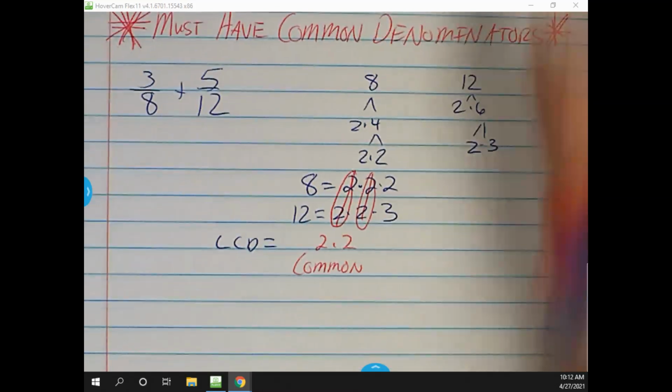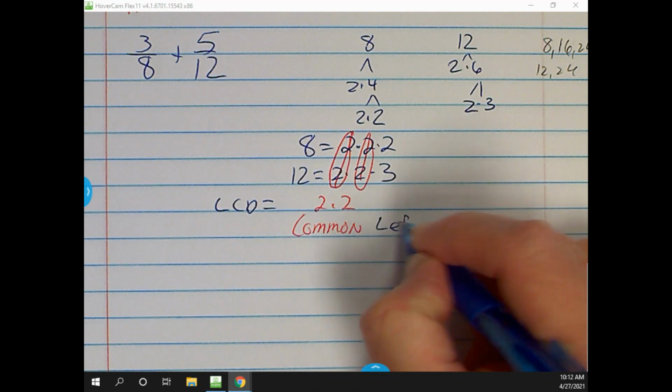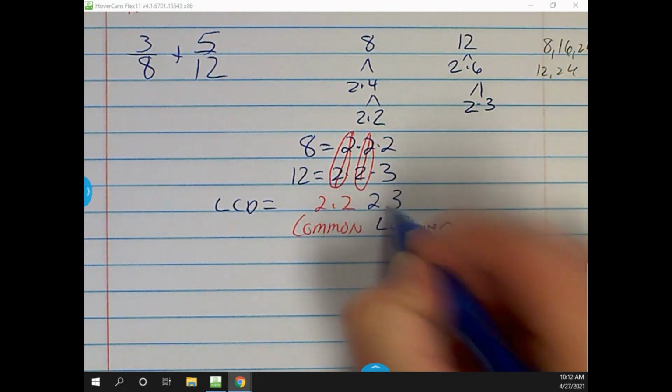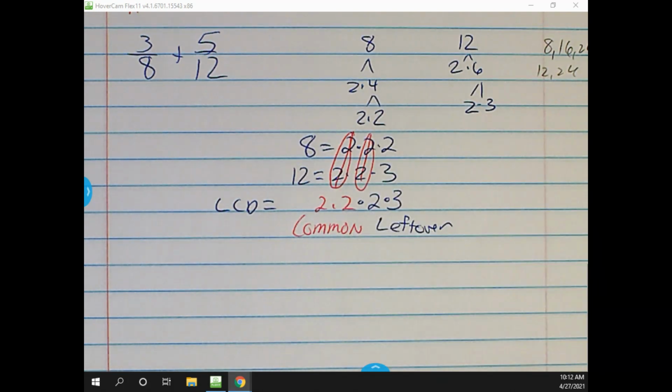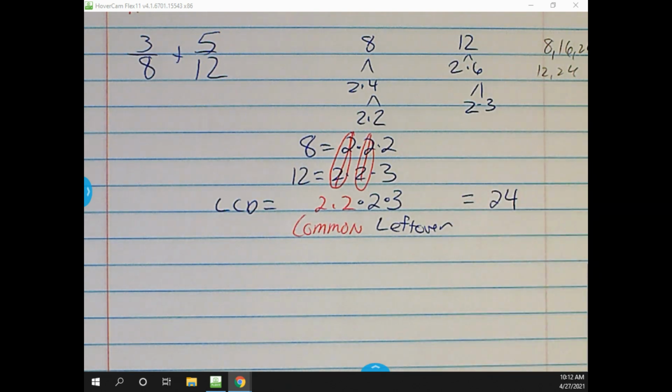Then, once you figure out what they have in common and you've taken that out, you can tell me what's left over. Well, I've got a 2 left over from the 8, and I've got a 3 left over from the 12. If you multiply all those things together, that would tell you what your common denominator would be. There's a good chance nobody ever showed you that, but we're going to use that same basic concept today when we start talking about getting common denominators.